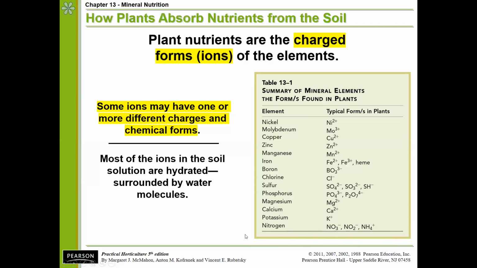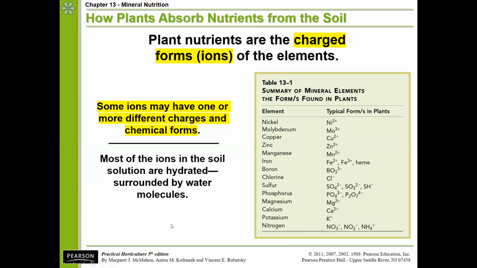So that's going to vary the different ways that they're taken into the plant and how efficiently they are utilized within the plant. We talked a little bit about cation exchange capacity. That's the more important form of exchange of ions in the soil, but anion exchange capacity is actually important to look at as well for these negatively charged chemical forms.